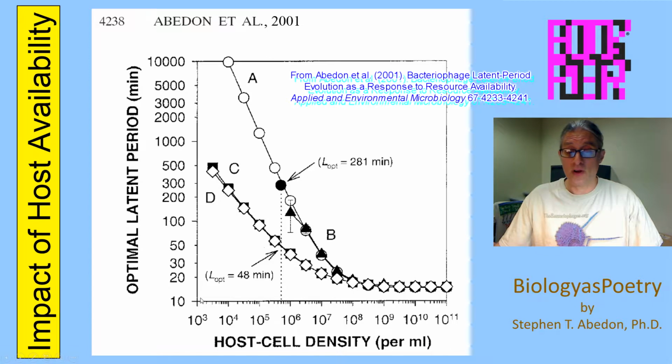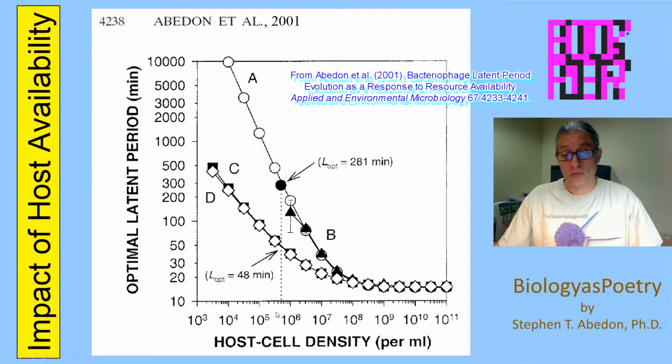If hosts, however, are not highly available, which is seen at the left side of the x-axis here, the left side of the figure, then you have an expectation that less virulent individuals will come to dominate the population. And the reason for this is that when you're less virulent, you have a longer latent period. You can produce more progeny, just like the microcolonies that are displaying a higher yield, and therefore those progeny, when they're released, are able to find with fairly high likelihood the very rare hosts that are out there.